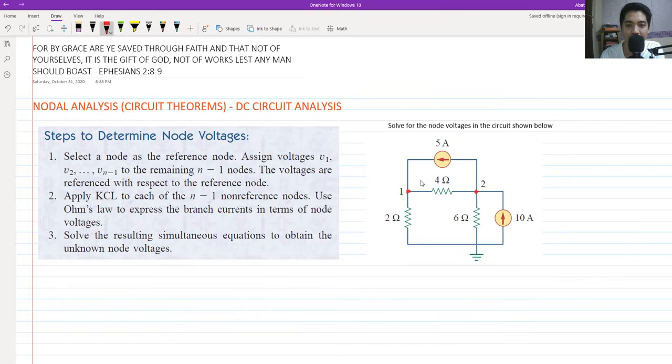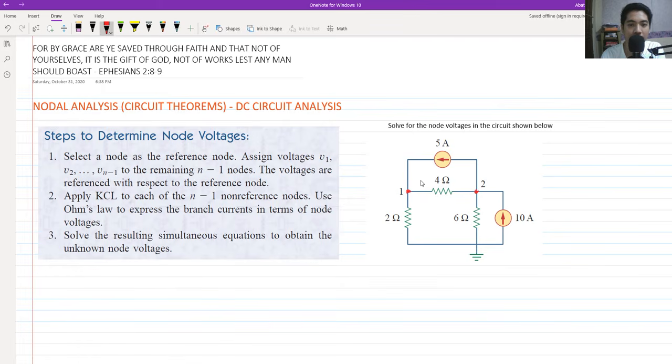So assign voltages V sub 1 for each node. We have V sub 1 for the node voltage here, V sub 2 for the node voltage here. A node is actually a point where we have three or more components connected. For node 1, we have the 2 ohms, 4 ohms, and the current source 5 amperes. And for node 2, we have the 4 ohms, 6 ohms, and the 10 ampere current source.